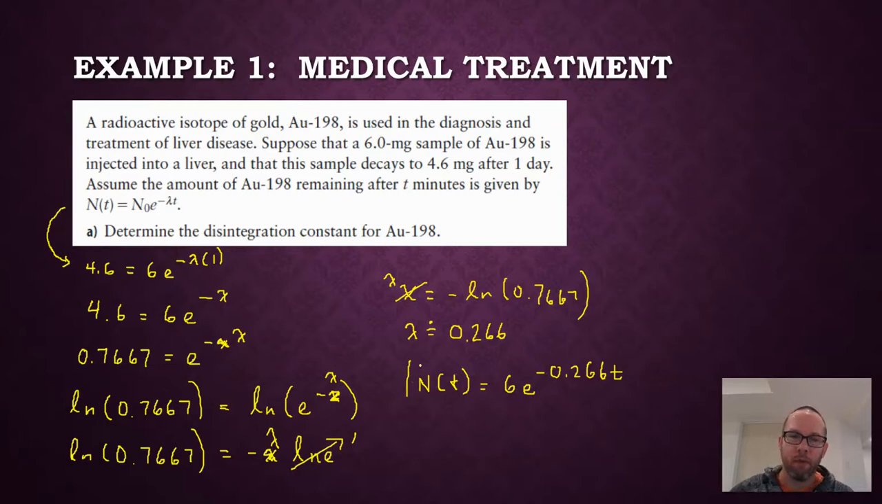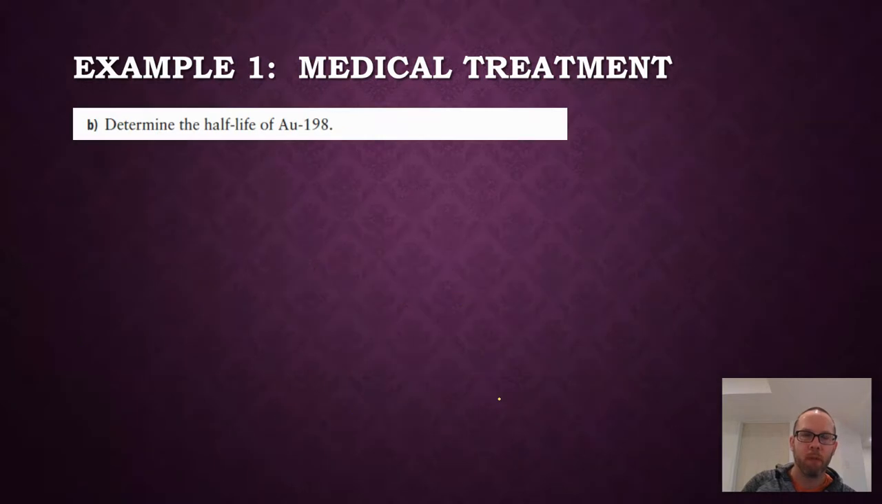All right, so this is one way to model this equation. Let's move forward. Next, we're going to determine the half-life of gold 198. So we want to determine how long it takes for the substance to disintegrate, or decay, to half its value. So we're going to use our new equation we made up.